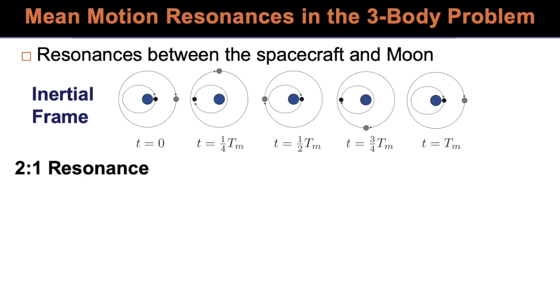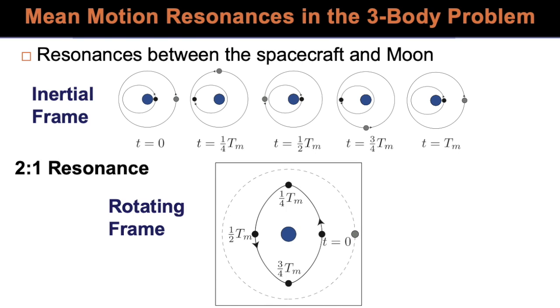So in an inertial frame, here's just an example over 1 lunar orbit. The outer gray dot is the motion of the Moon, and the spacecraft is the black dot. This is a 2-1 resonance. Right after the Moon goes around just half, the spacecraft has gone around once, and after the Moon's gone around once, the spacecraft's gone around twice. So this is called a 2-1 interior resonance.